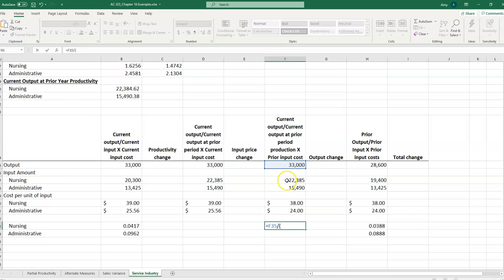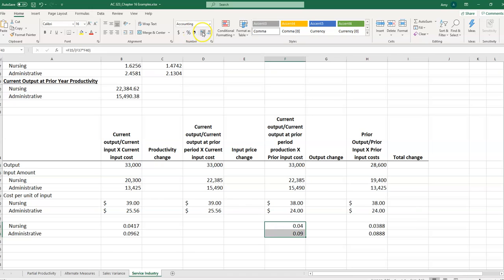So for nursing, 22,385 hours times a cost of $38 per hour. And for administrative, the 33,000 patient hours divided by 15,490 times 24. So we can see that those hours are the same as the prior period.